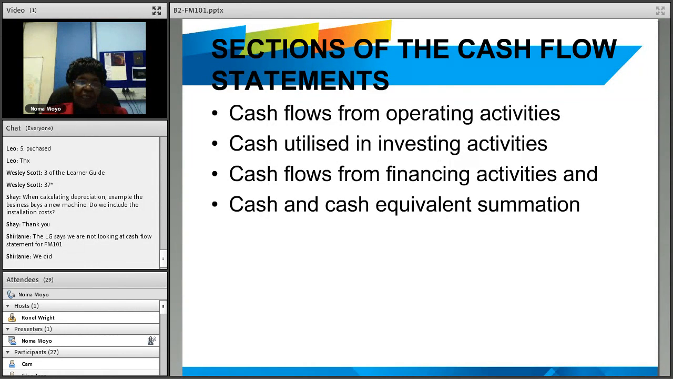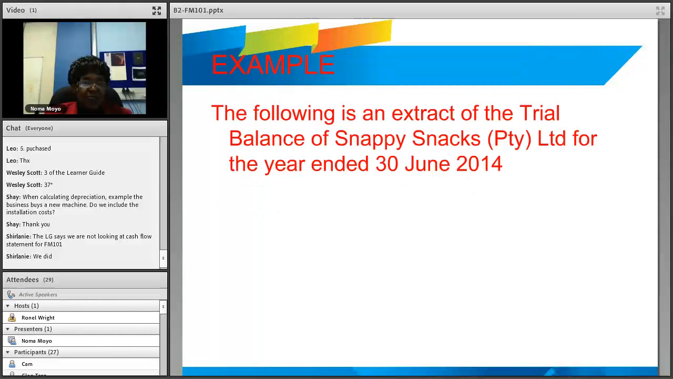Sections in the cash flows, I've already explained this. Cash flows from operating activities, cash utilized in investing activities, cash flows from financing activities. And then what is cash and cash equivalent? Like petty cash is a cash equivalent, or 32-day deposits, those are cash equivalents. Cash at bank is cash in cash equivalent.